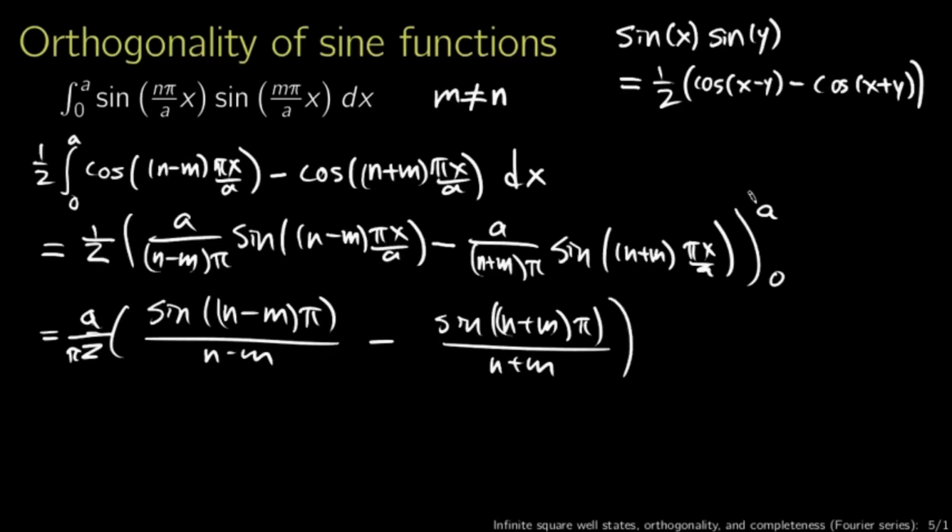This is it evaluated at a, and if I evaluate it at 0, well, I get 0. Because if I substitute 0 in for x here or 0 in for x here, the whole argument of sine is 0, and sine of 0 is 0. So this is our answer. But we know that n and m both being integers, the sine of an integer times pi is also 0. So these are 0 as well. The sine term here goes to 0, the sine term here goes to 0. And what we're left with is just 0. Which means, subject to our assumption that m is not equal to n, these two sine functions, sine of n pi x over a and sine of m pi x over a, are orthogonal.